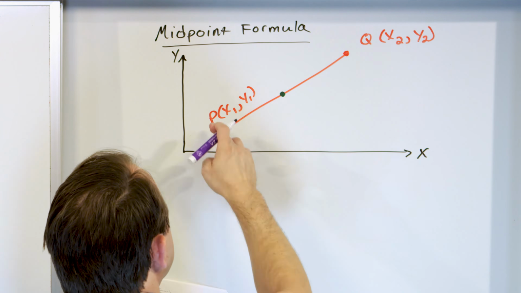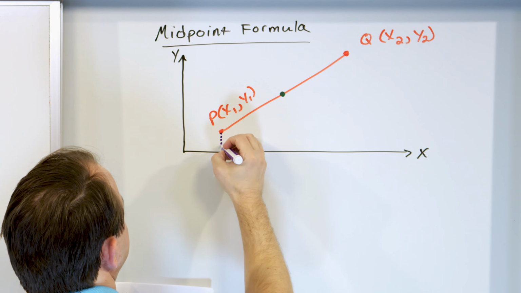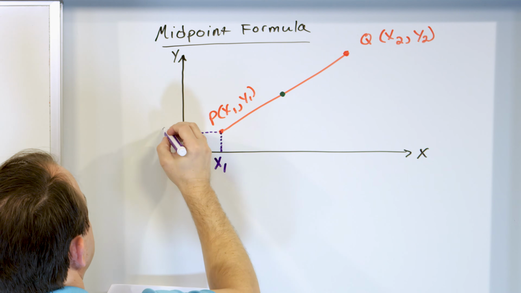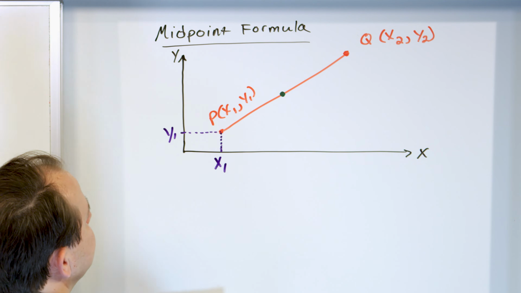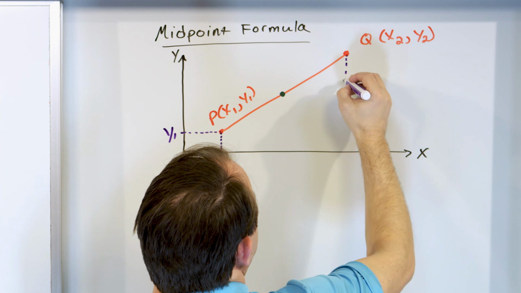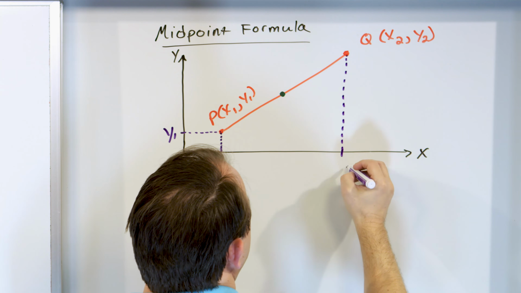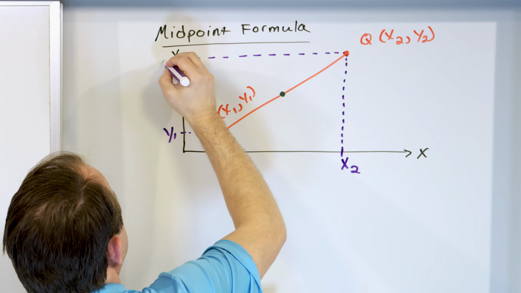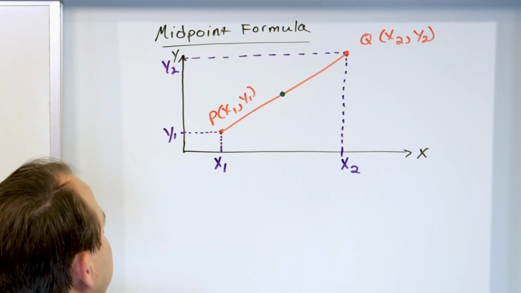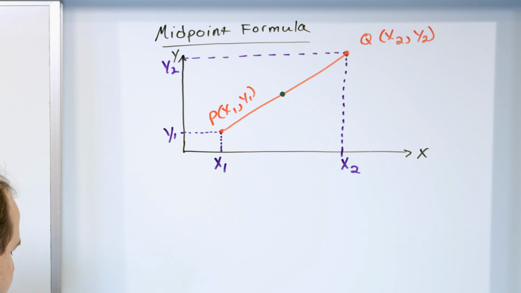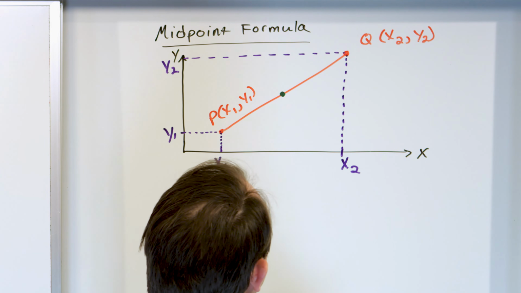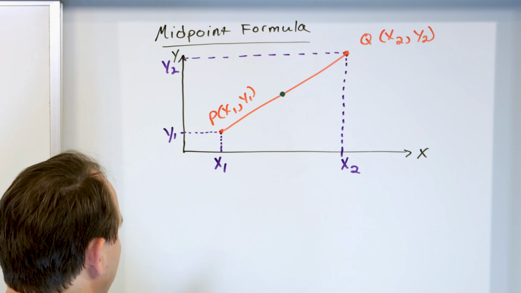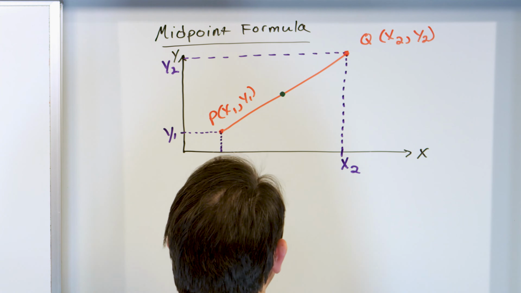Well, first let's go take a look at point P. What are the coordinates of P? We already talked about this before. This is x1, and over here is y1, right? Now we have some coordinate point Q, and its coordinates are x2, and the y coordinate of this point is y sub 2. Nothing has changed from before. Everything is exactly the same. So my question to you is, how can I figure out what this point is in the middle in terms of its coordinates? How could I possibly figure that out?